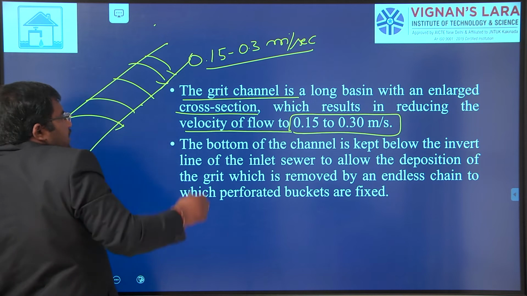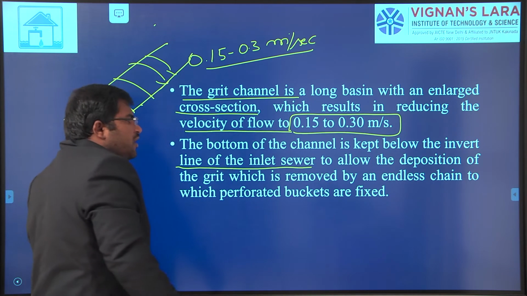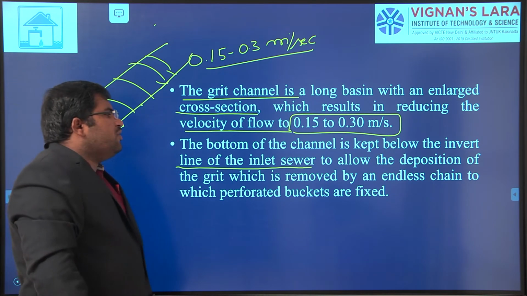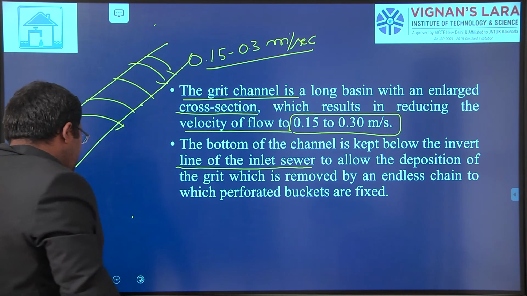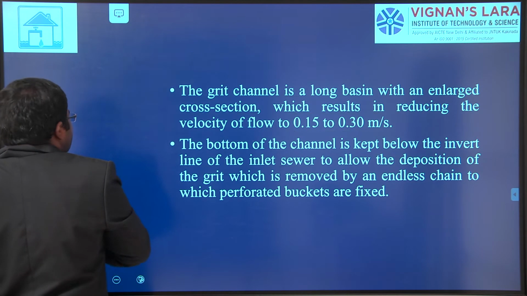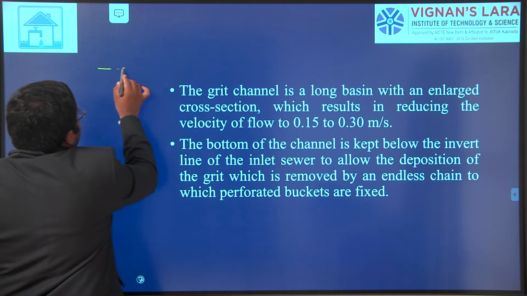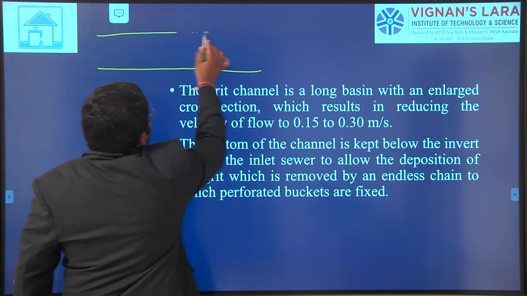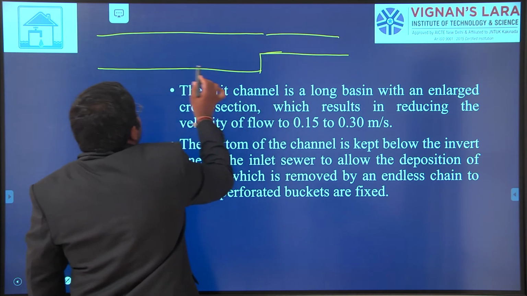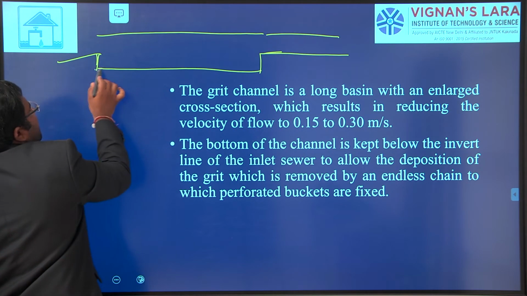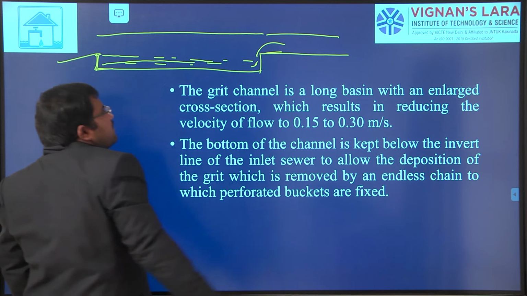Next, the bottom of the channel is kept below the invert line of the inlet sewers to allow the deposition of the grit, which is removed by an endless chain to which perforated buckets are fixed. Now what is that telling? The channel bottom. We have to make a depression here, so that the settled matter cannot be allowed again into the sewer.